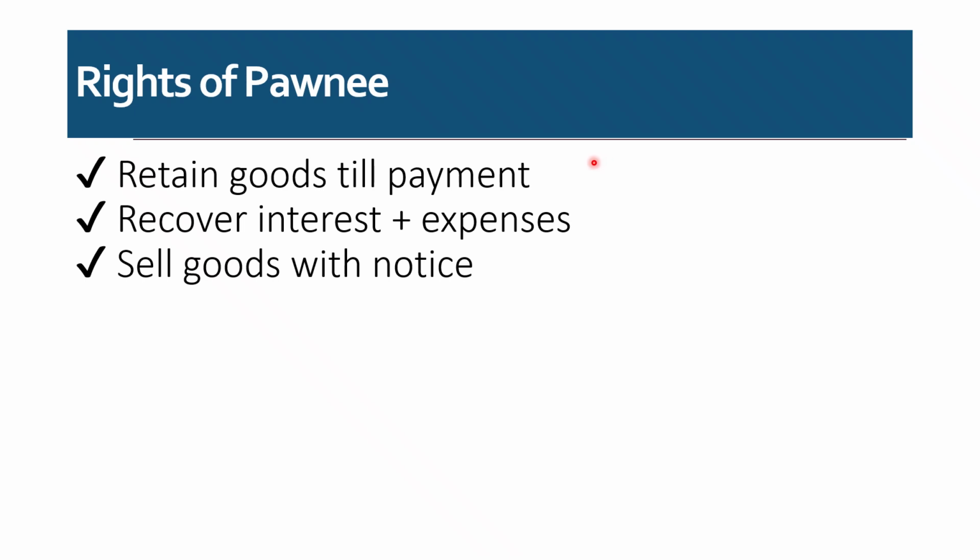Next is the right to receive extraordinary expenses. So recover interest plus expenses. If a pawnee spends money for preservation or upkeep of the product, he can then recover it. Example, a bank paying for locker damage repairs. And finally, sell goods with notice. If the pawnor defaults, the pawnee can sell the goods after reasonable notice. Example, if you default on a gold loan, the bank can auction the jewelry. So the pledge protects lenders while also ensuring the borrowers are treated fairly.